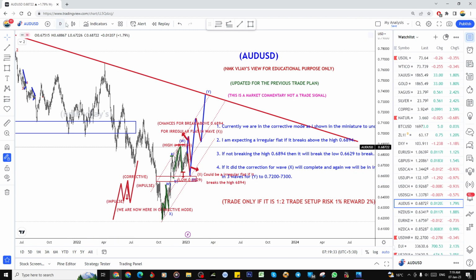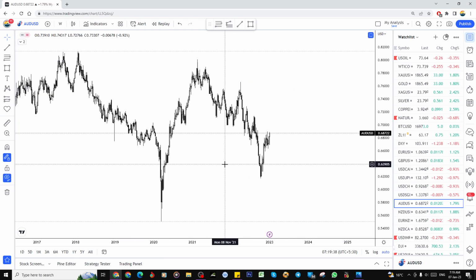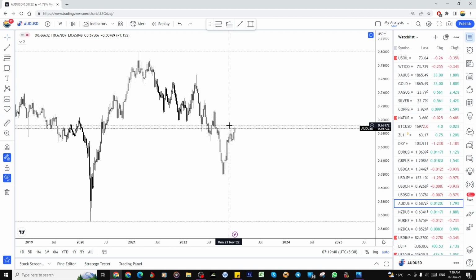So you change the time frame, how it looks. It's an impulsive. So we need a correction. Whether it is going to be this kind of correction or this kind of correction, can't explain. Wait for the correction to complete. No need to rush the trade and no need to enter until you have a trade plan. So I'm expecting this as a corrective part.